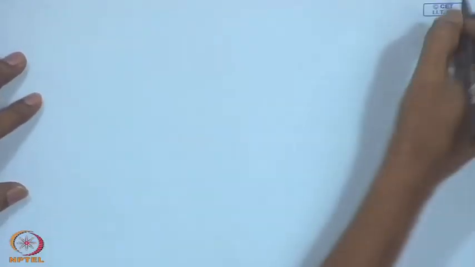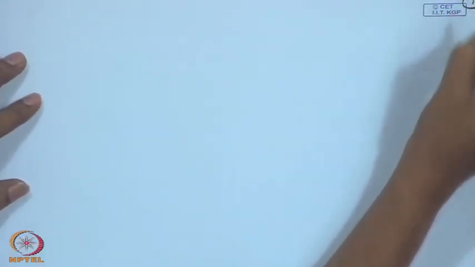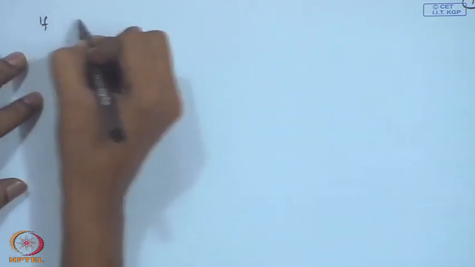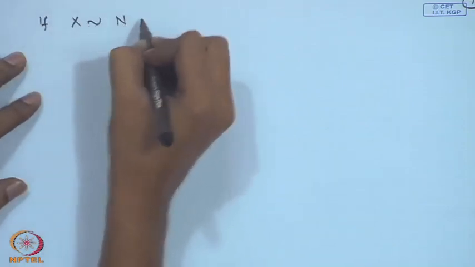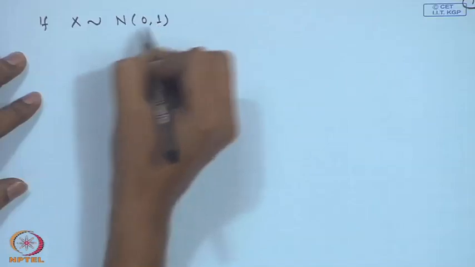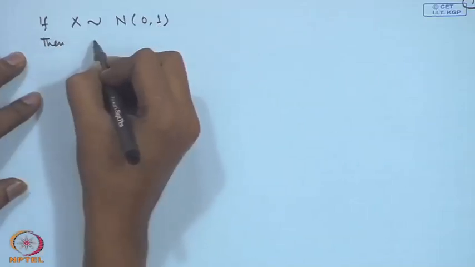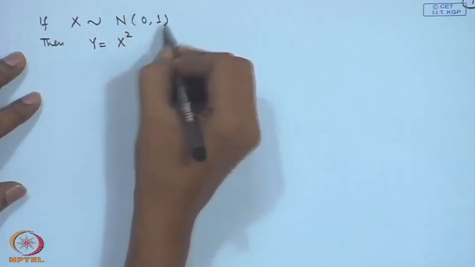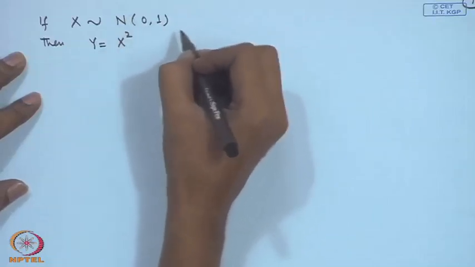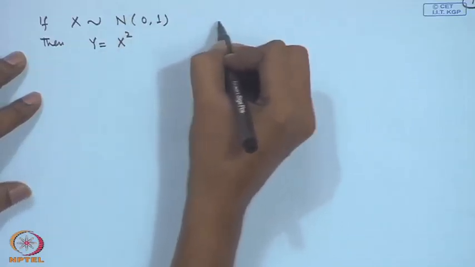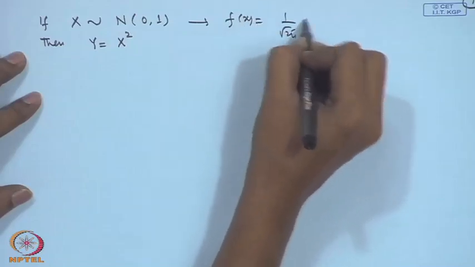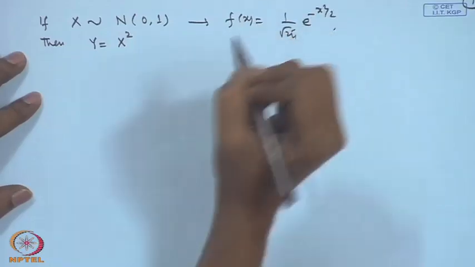Let us introduce it as a sampling distribution. If say x follows normal 0 1, then if I consider y is equal to x square, we can derive the distribution very easily. In fact, let me just demonstrate it here. What is the density function of x? That is 1 by root 2 pi e to the power minus x square by 2.